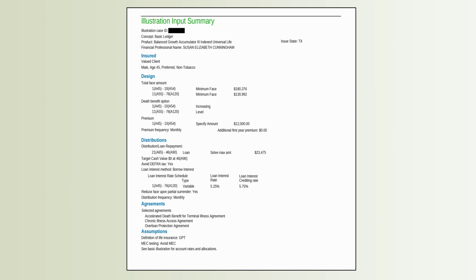I'm going to show you 8 things you need to look for so you don't get stuck in a policy that underperforms or eats away at your cash value. In your illustration, there should be a page called Input Summary. I say should because I have seen illustrations without it, but this shows you how your IUL was designed.